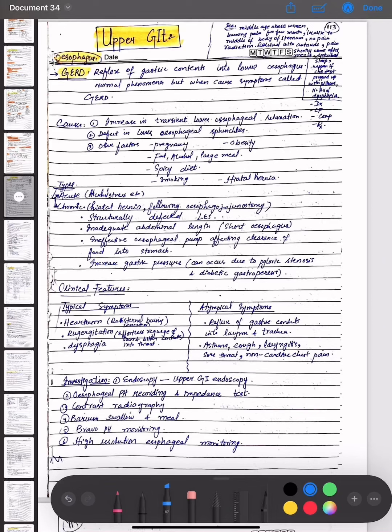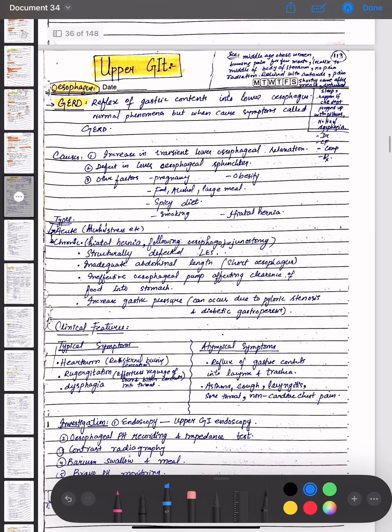Today we are starting from the upper GIT unit of systemic surgery, and we have already discussed the breast portion, the thyroid portion and the orthopedic surgery portion. Now we will discuss the systemic surgery portion of the upper GIT. So starting from the esophagus, first of all we are having the topic GERD.